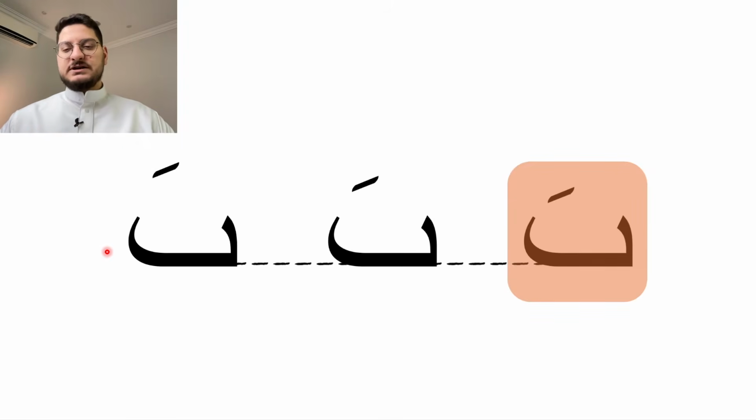So for the first letter, we will use one dot below the letter. And this letter is ba. So the boat with one dot below is ba. Remember this: below, ba, below.